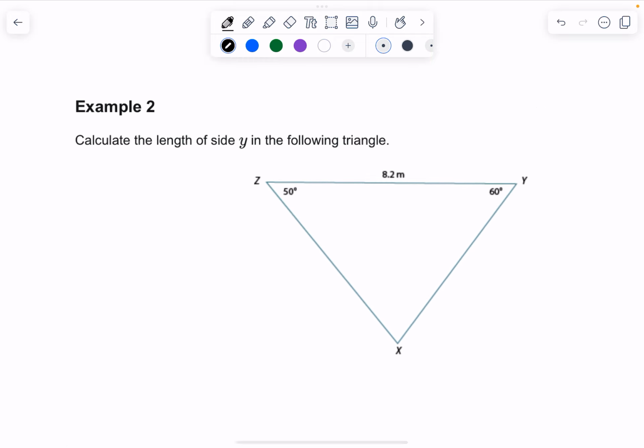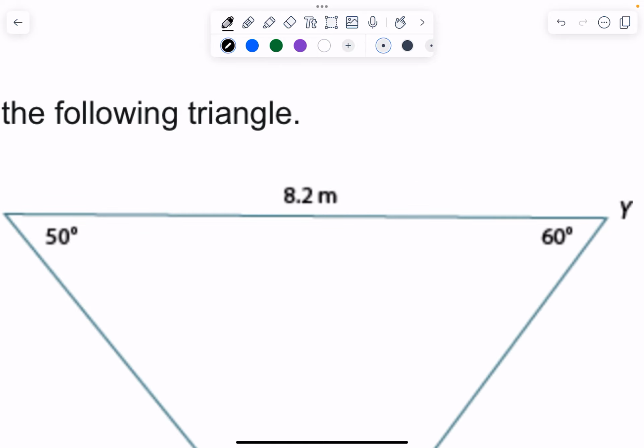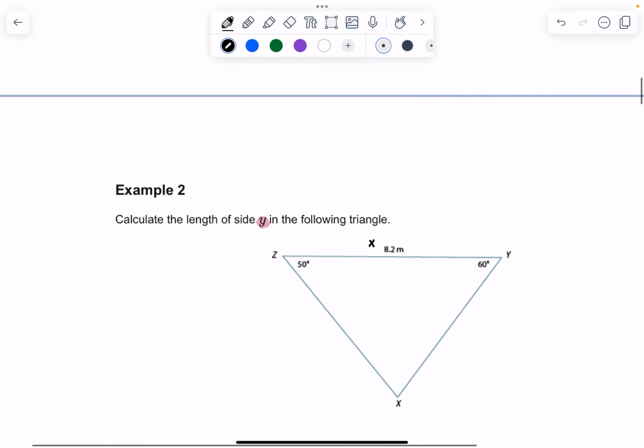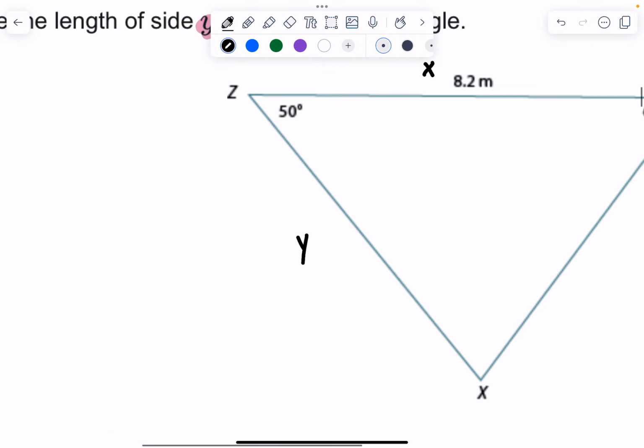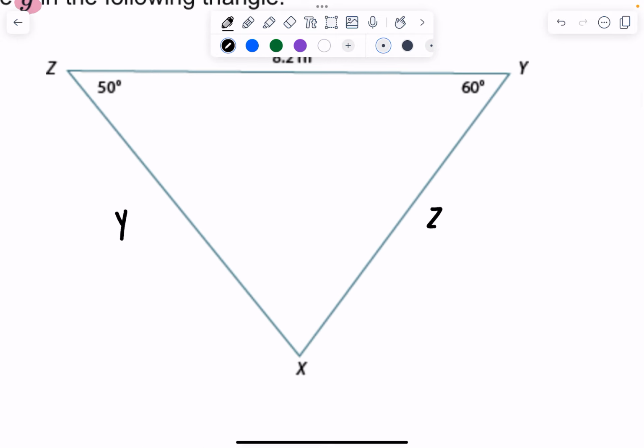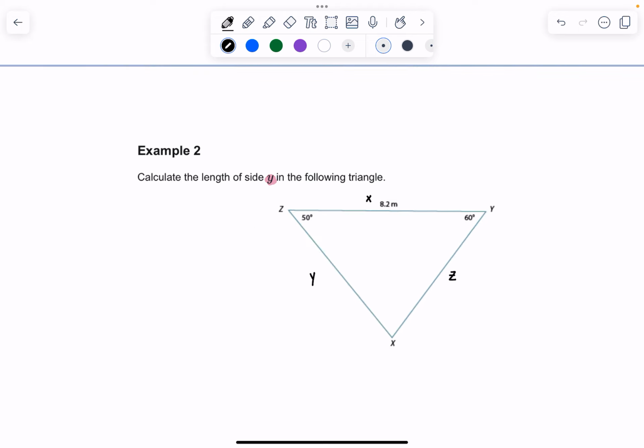We're asked to calculate the side length of y. So for this one, first step, we want to make sure that we label everything up accordingly. This would be the side length of x. This would be y. And this would be z. We're going to do the exact same thing, so we're going to highlight all of the pairs of information. For this one, we actually don't have a pair of information, so we don't have an angle and a side with the same letter.